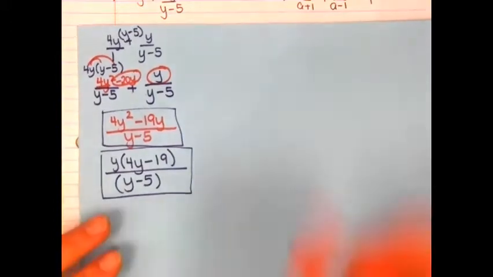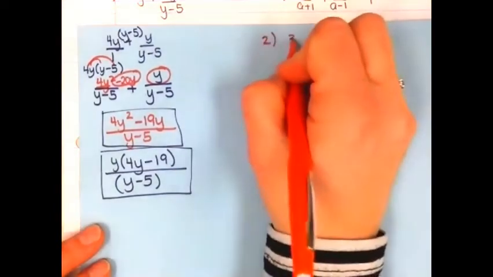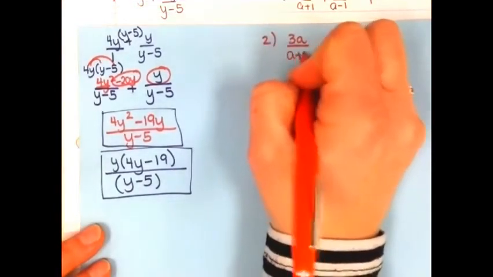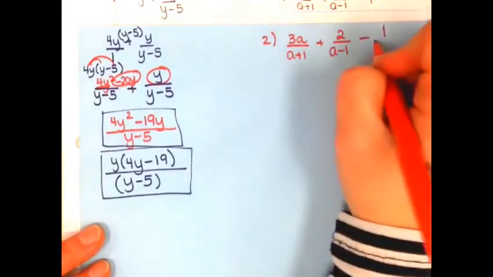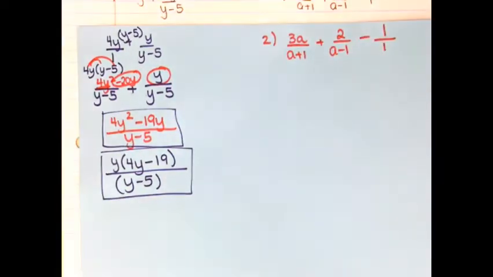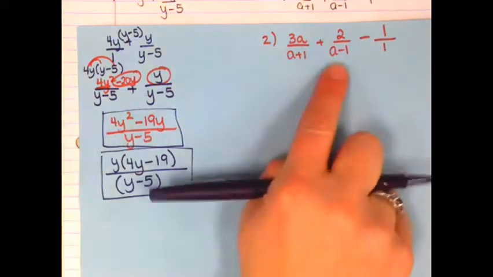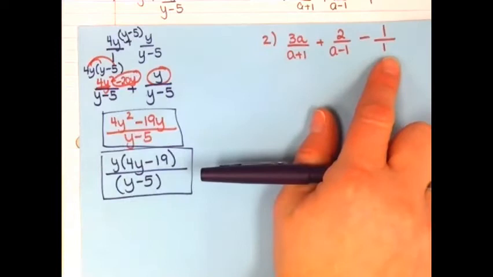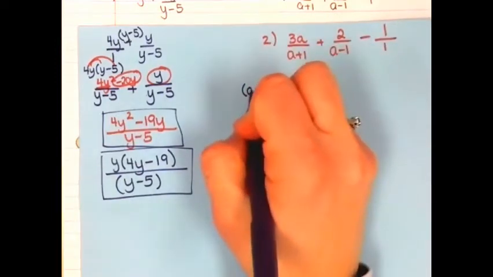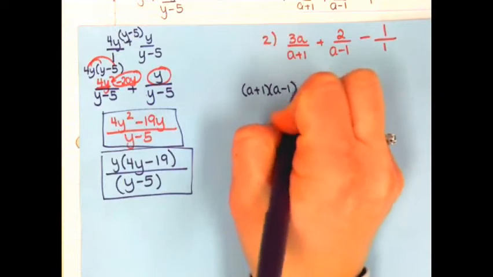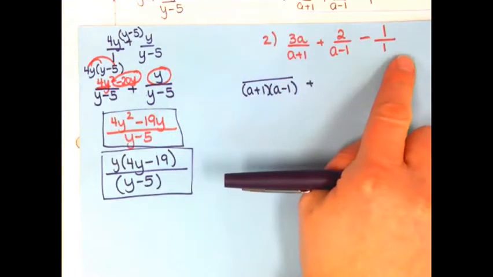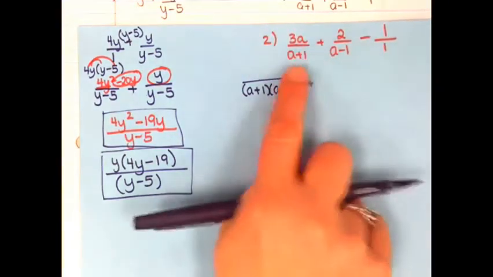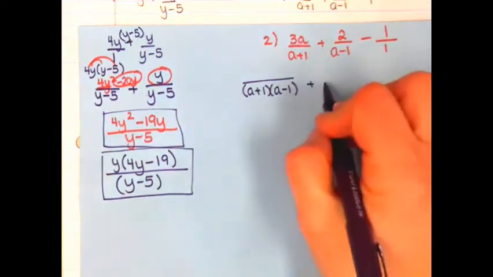Okay. All right. Number 2. We have 3a over a plus 1 plus 2 over a minus 1 minus 1. And I'm going to go ahead and put that also over 1. Okay. What is my common denominator if I have a plus 1, a minus 1, and 1? A plus 1 and a minus 1. Why? Because we list everything in common, which there's nothing in common. And then we list everything individually, right? So I have to list the a plus 1. I have to list the a minus 1.